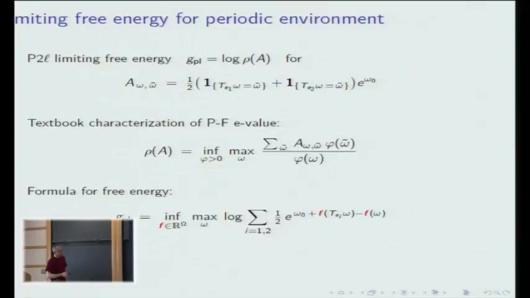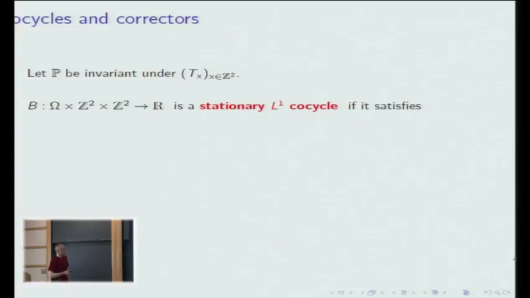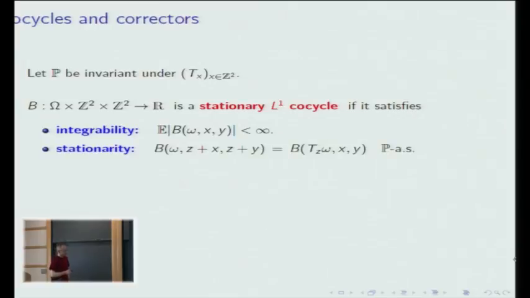All right. So let me next show you what the generalization of this formula is for the infinite dimensional case. These gradients generalize as follows. Think of a general situation now where you have a probability measure that's invariant under this group of shifts. So here's a notion that we can call a co-cycle. It's a function that takes 3 arguments. There's a point from the underlying probability space, the space of environments, and then there are two lattice points. And what I want this thing to satisfy are integrability, a certain kind of stationarity.